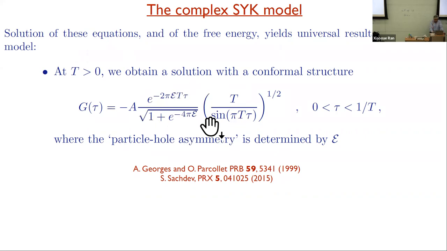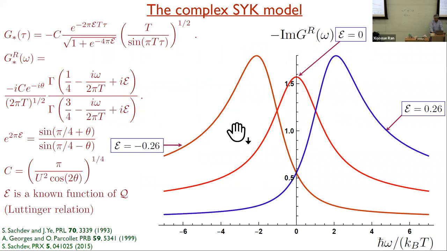And if you take the Fourier transform of this, this is the result you get. So now G of omega, the retarded Green's function, is this ratio of gamma functions. Everything is completely known in terms of U or temperature, and it's a scaling function of omega over temperature. And this is what it looks like. Q equals 1/2, which is particle-hole symmetric, and then this is also even in omega.